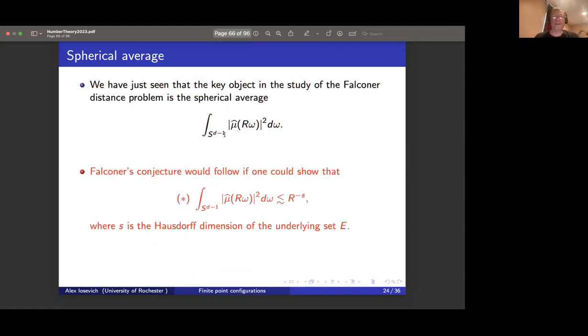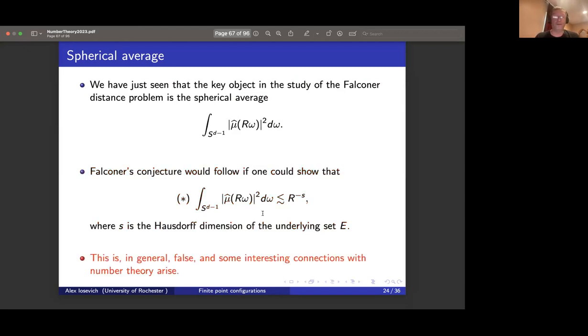So here, one quick point, which I'm not going to derive here, but it is not difficult, is that the Falconer conjecture would follow if we could get the best possible estimate on the spherical L2 average. Namely, if we could bound it by r to the power of minus s, where s is roughly the Hausdorff dimension. We can be off by epsilon here, that's not the point, okay? But if one can obtain any result of this type, this would imply the Falconer conjecture.